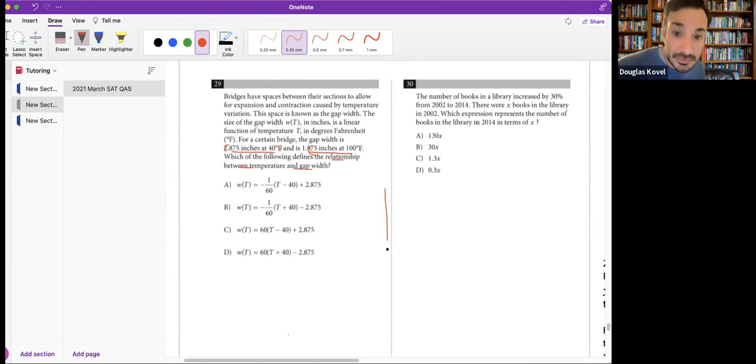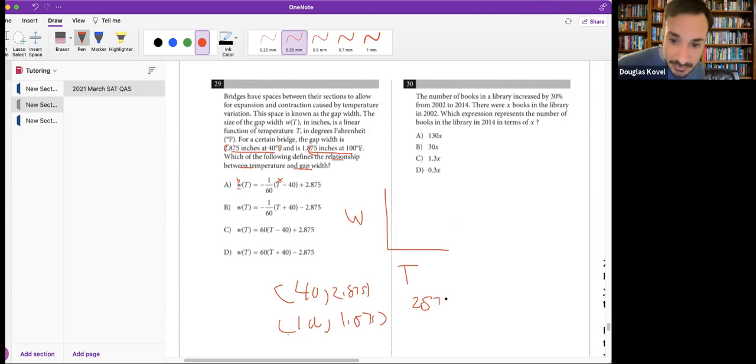So again, if I'm going to do this as a graph, I would have my temperature on my x-axis and then my width on my y, because it's width as a function of temperature. And also just looking at the equations, I see my width takes my y value, my t takes my x value. So I would say my two coordinates on my line then would be (40, 2.875), and then (100, 1.875). So then I'd find the slope of the line the same way we did before. So 2.875 minus 1.875 over 40 minus 100. And you end up getting -1/60.